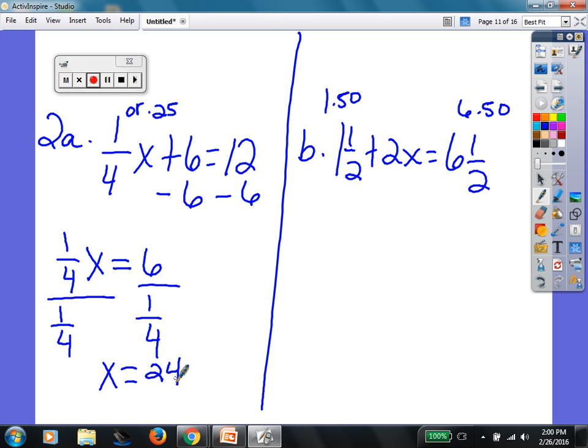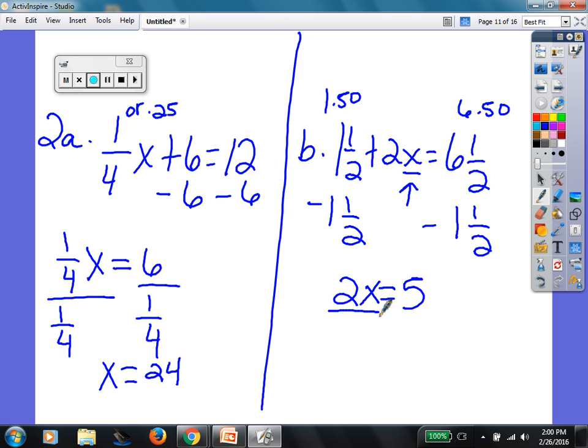Alright, same thing here. I'm going to take away 1 1/2 because my whole goal is to get this x by him or herself, whatever gender you want it to be. So the only thing that I can do is remove this 1 1/2. Okay? So whenever I do that, that leaves me with 2x equals 5. Alright? So now I'm going to divide by 2 on both sides, and that leaves me with x equal, let me think here, 5 divided by 2 is going to be 2.5. Okay?